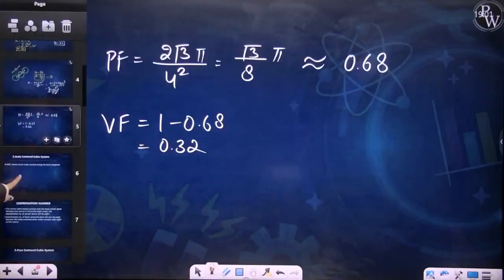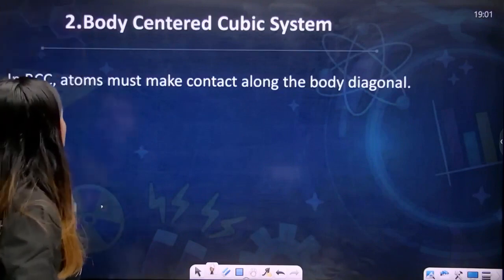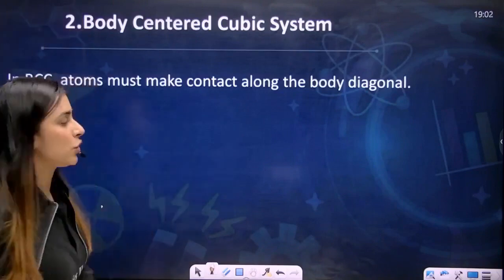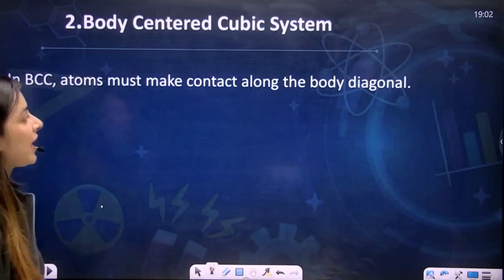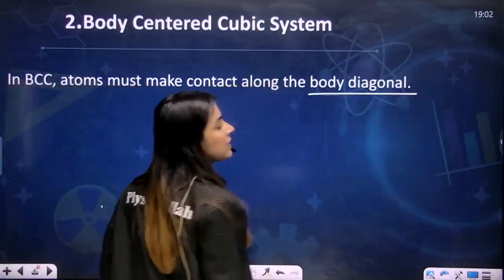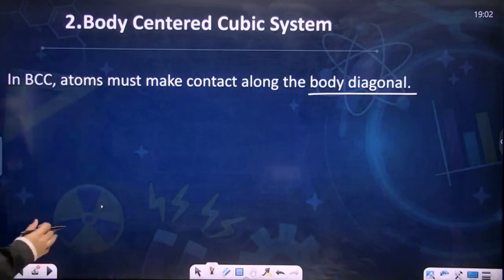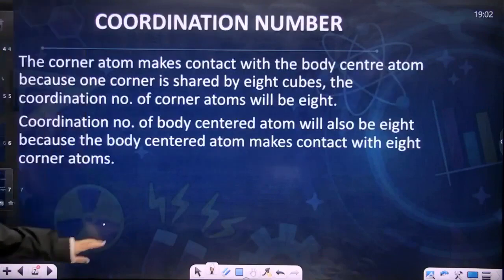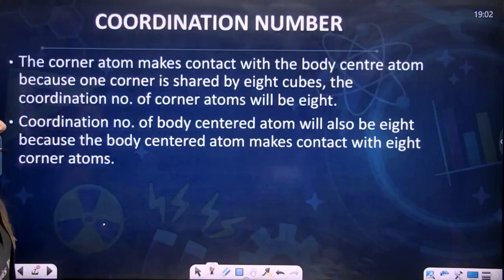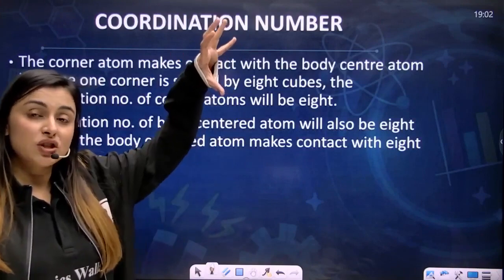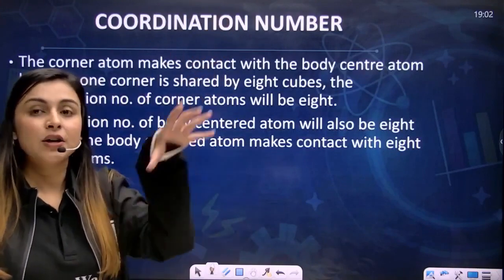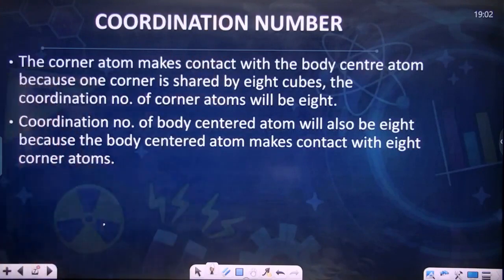Now let's move forward, my dear students. Now in BCC, that is your body centered cubic system, atoms must make contact along the body diagonal, and this is something very important for you. Okay, I have made you write this. It is also written here. If you want to write it, you can write it again. Then the corner atom makes contact with the body center. Your corner atom actually makes contact with the centered atom and not with the edge atom. Okay. So the corner atom makes contact with the body center atom because one corner is shared by 8 cubes.